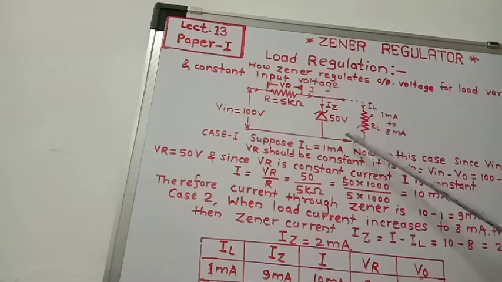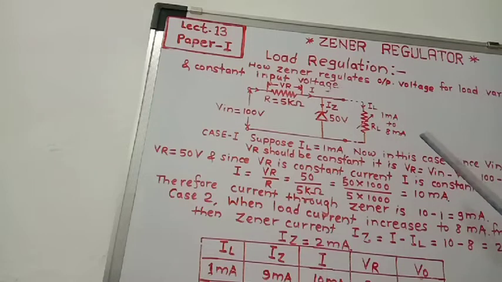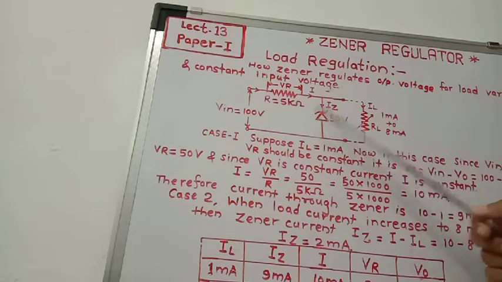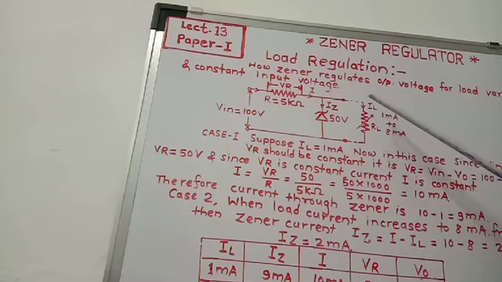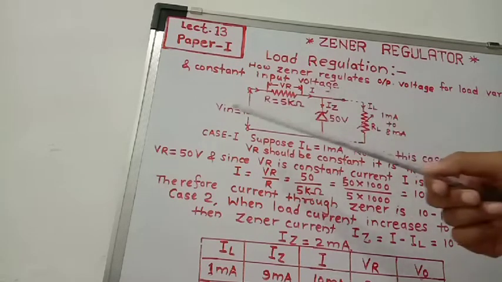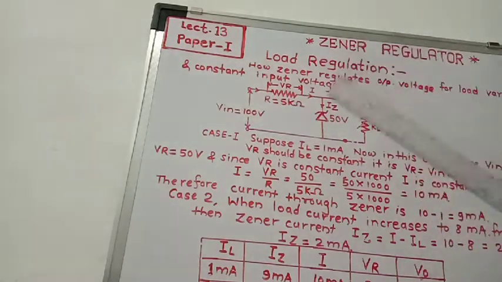That is, when a variable load resistance is connected, then due to the change in load resistance, the load current changes. But even if the load current changes, the output DC load voltage remains constant due to the Zener diode. The Zener diode used here as a voltage regulator keeps the output DC load voltage constant even if there are variations in load current, keeping the input voltage to the regulator constant.